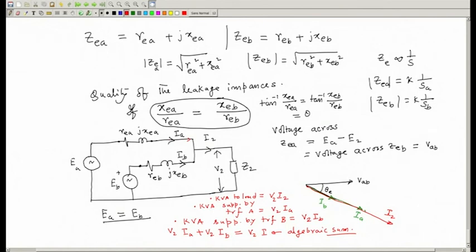Apart from, of course, the polarity should be the same and the voltage ratios should be the same, that is the first thing. Second, if we go much deeper into it, then we have come to this conclusion.